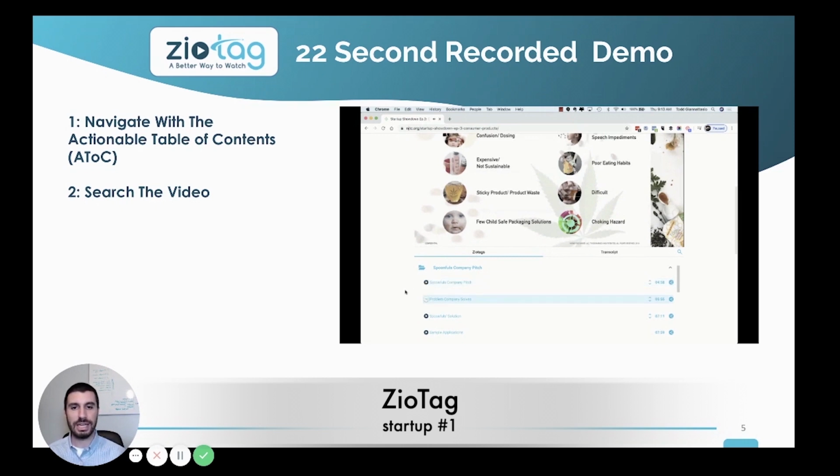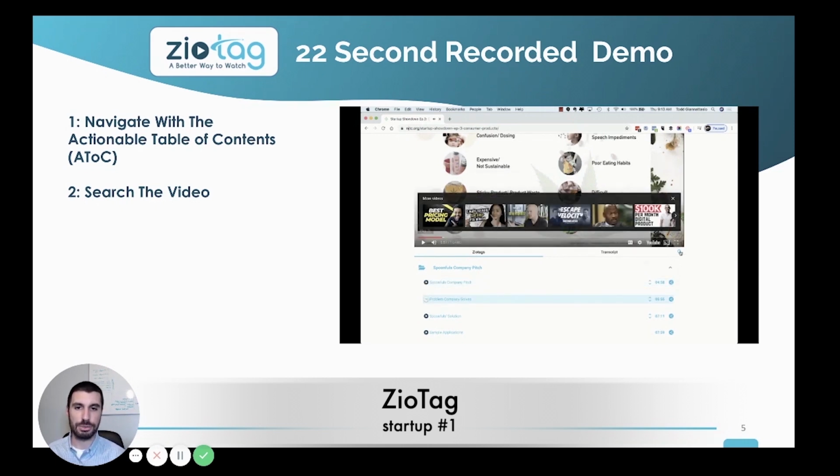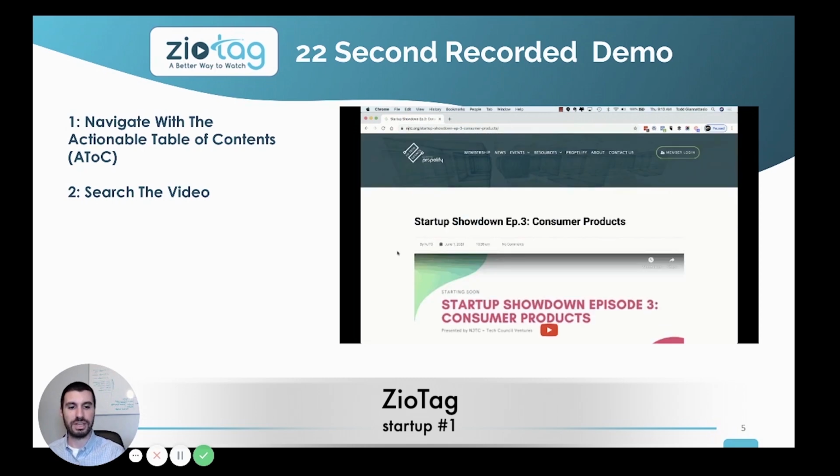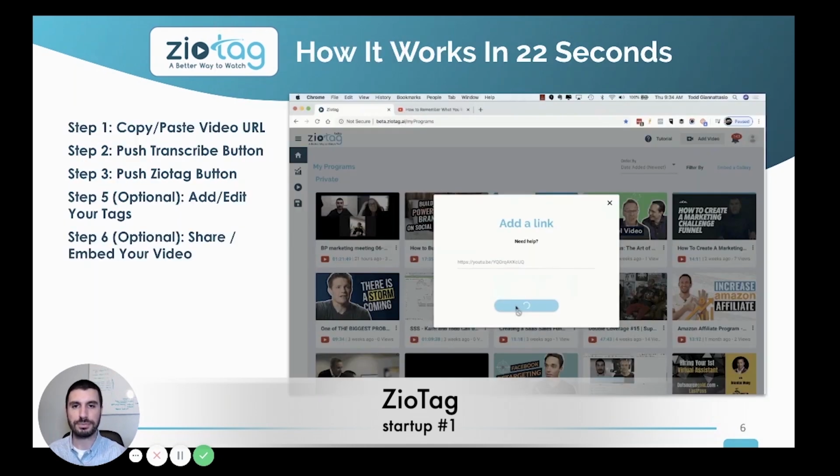As you can see, you simply click to navigate the actionable table of contents to open up and see what the different sections are, and you can click and watch, or you type in a keyword phrase to search throughout the video and find a specific thing.